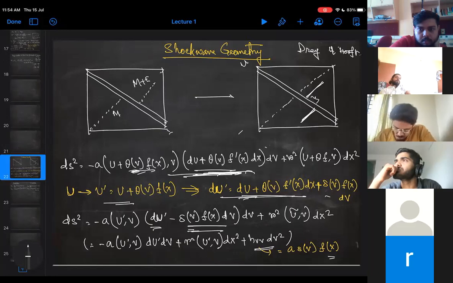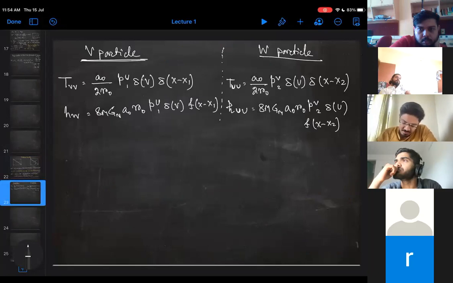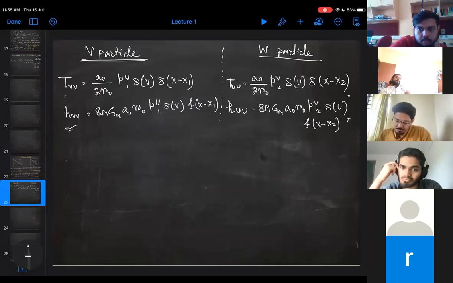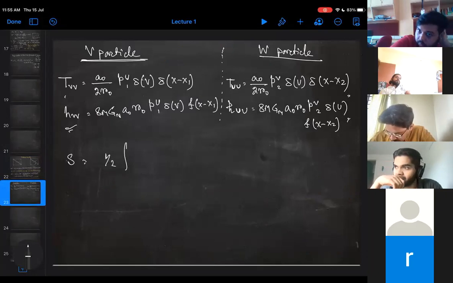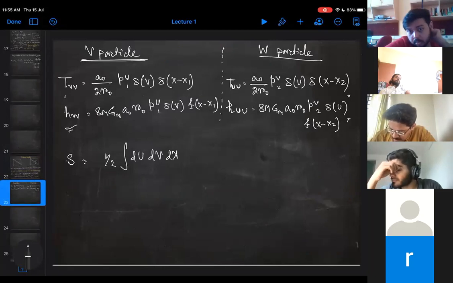So let me summarize the effects. For the V particle, this is the stress tensor, and this results in this geometry. For the W particle, this is the source and this is the response. Now we have to compute this action, which is something like the integral of d mu dV dX square root of g.